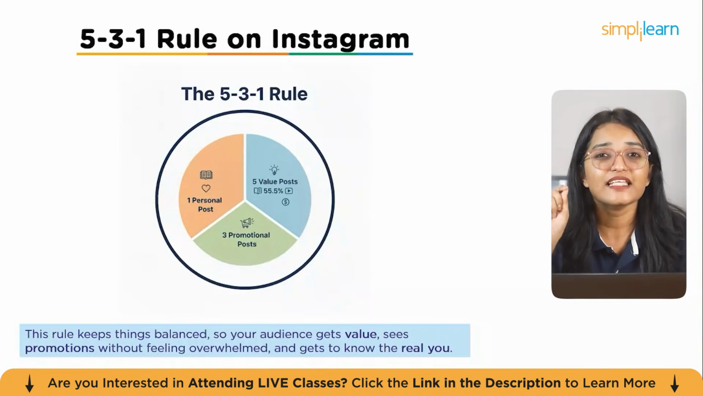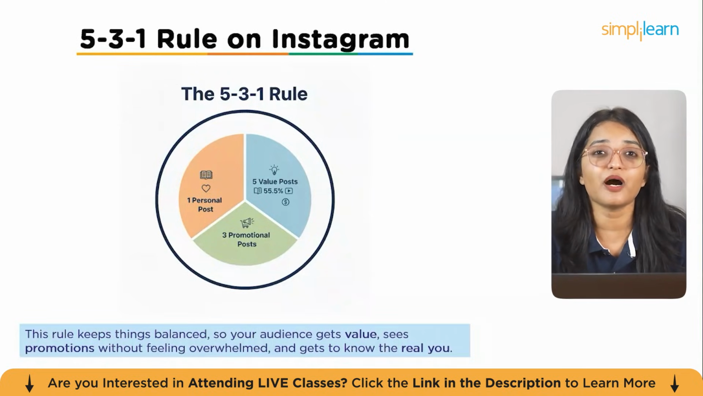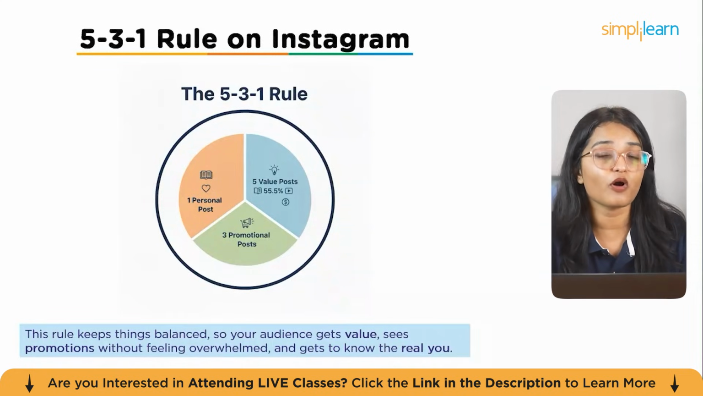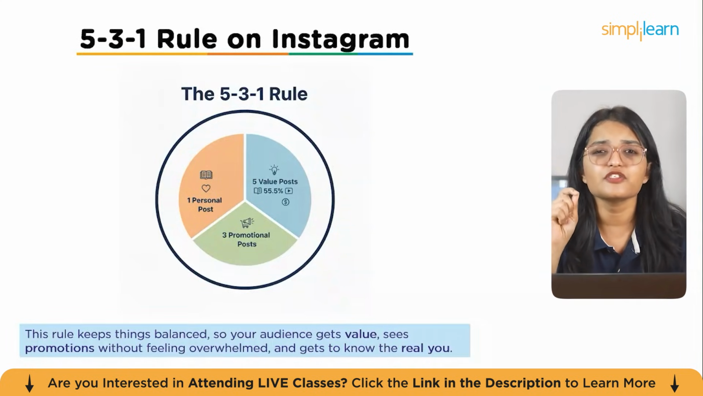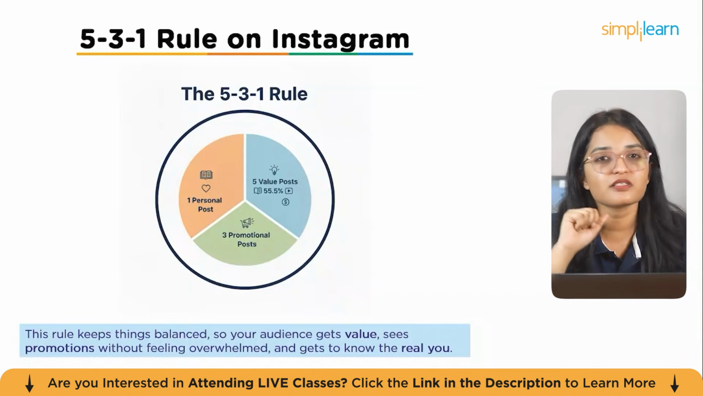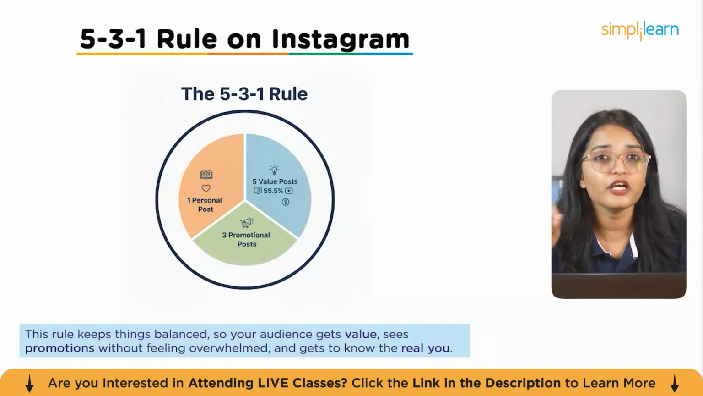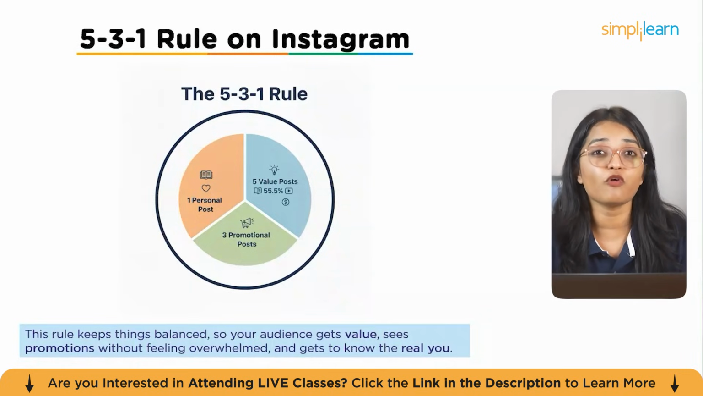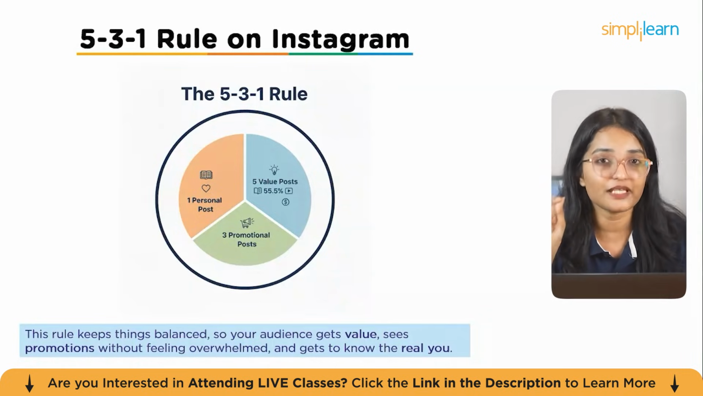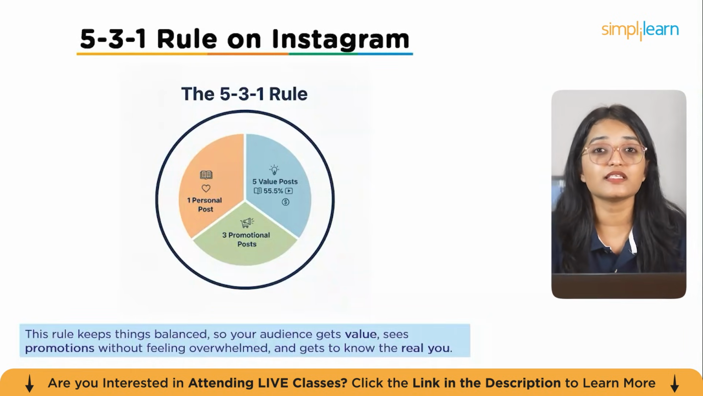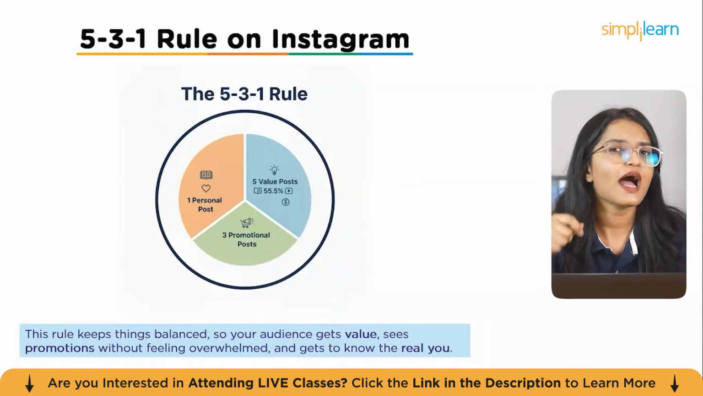5 value posts. These should be posts that educate, inspire, or entertain your audience. Basically, anything that offers value. Then, 3 promotional posts. These are posts where you can promote your product, services, or anything that's relevant to your brand. 1 personal post. This post gives your audience a glimpse of who you really are. Share something personal that helps your followers connect with you on a deeper level. Now, this rule keeps things balanced, so your audience gets value, sees promotions without feeling overwhelmed, and gets to know the real you.